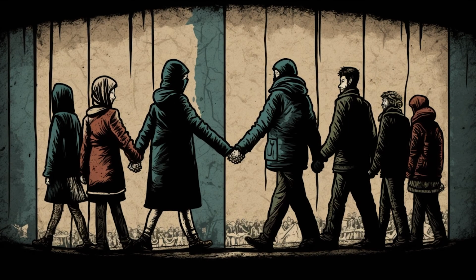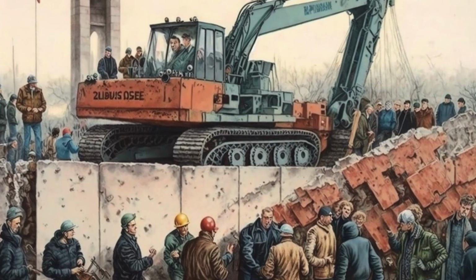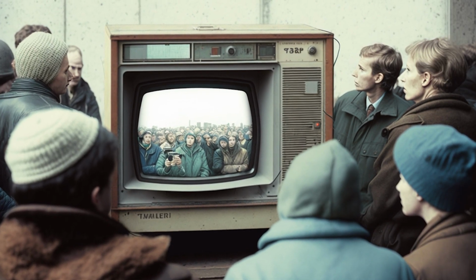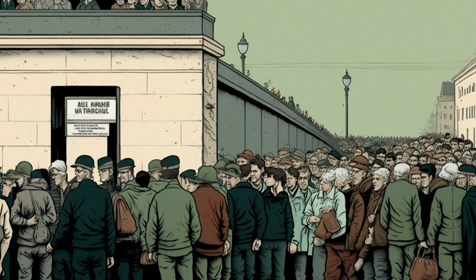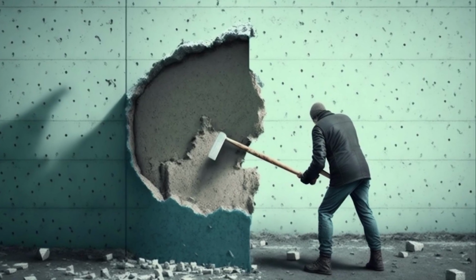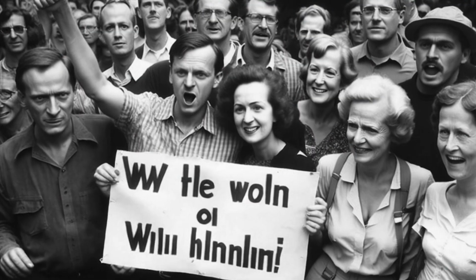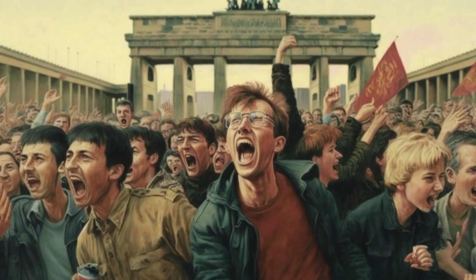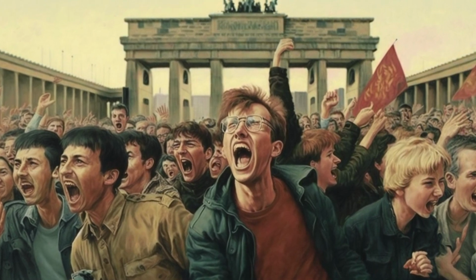However, their persistence and determination helped to create an atmosphere of change that eventually led to the fall of the wall. When the East German government announced that its citizens could travel to the West without restriction, people from both sides of the wall worked together to dismantle it. Crowds gathered on both sides of the wall, and people began chipping away at it with hammers and chisels. The scene was joyous and celebratory, with people singing, dancing, and embracing each other. The fall of the Berlin Wall was a testament to the power of people to bring about change, and it inspired similar movements around the world.